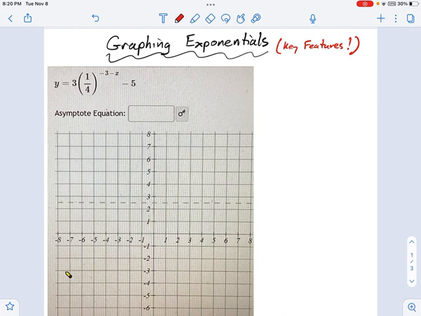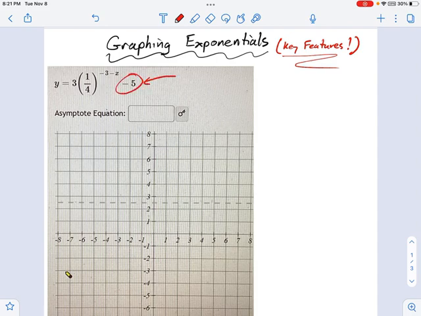The problem is, when you're doing so many transformations, like we've got 4 or 5 transformations here, it gets complicated. So what I want to do instead is look at some key features. This really is a much faster way to graph this thing. I'm going to start with the most important key feature right here.